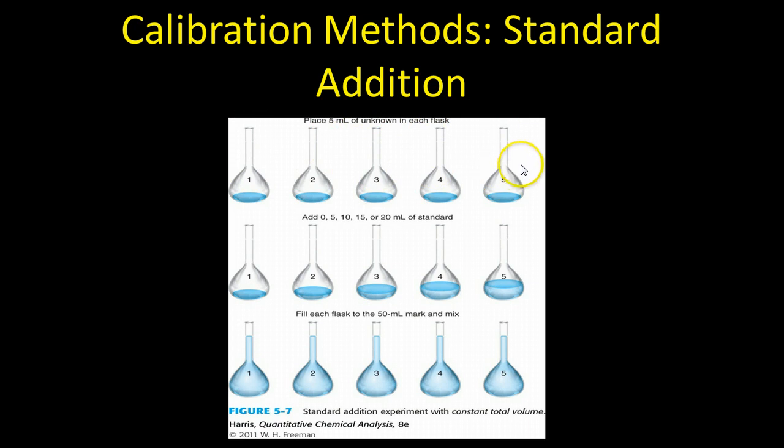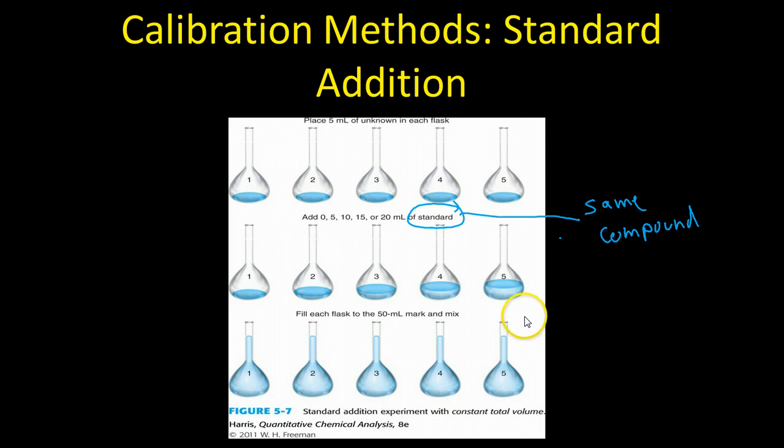Then after that, you add a standard, and you add it in increasing volumes. For the first one, you don't add any. In this example, you add 5 milliliters to the second one, 10 milliliters to the third, 15 to the fourth, 20 to the fifth. And then you dilute it to the mark. Now what you've added is a standard, and the standard is the same compound as your analyte.